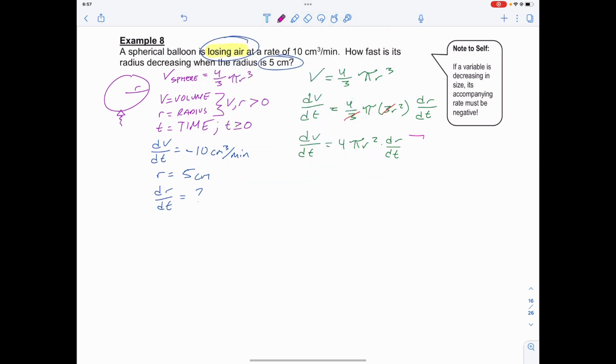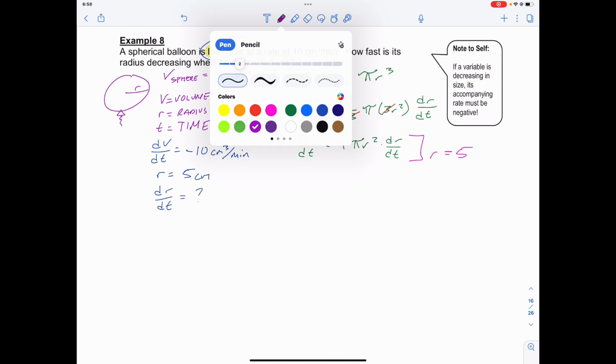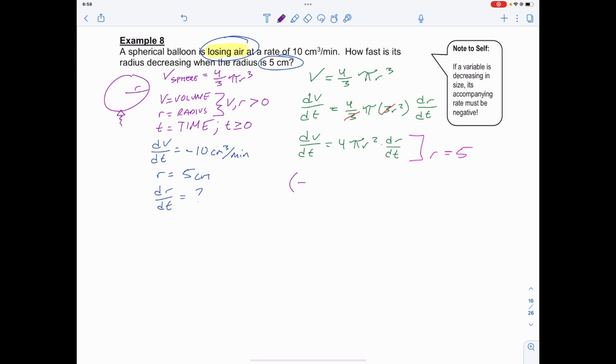And we know that this is occurring when r is equal to 5. So we're going to substitute in what we know. And we know that dV over dt is negative 10. And then I have 4 pi r is 5 squared times dr over dt. And the dr over dt in this case is what I'm trying to solve. So I'm going to simplify this. 5 squared is going to be 25 times 4. Negative 10 is equal to 100 pi times dr over dt. Divide both sides by 100 pi, and dr over dt is going to equal negative 1 over 10 pi. And this is, because it's radius, centimeters per minute.